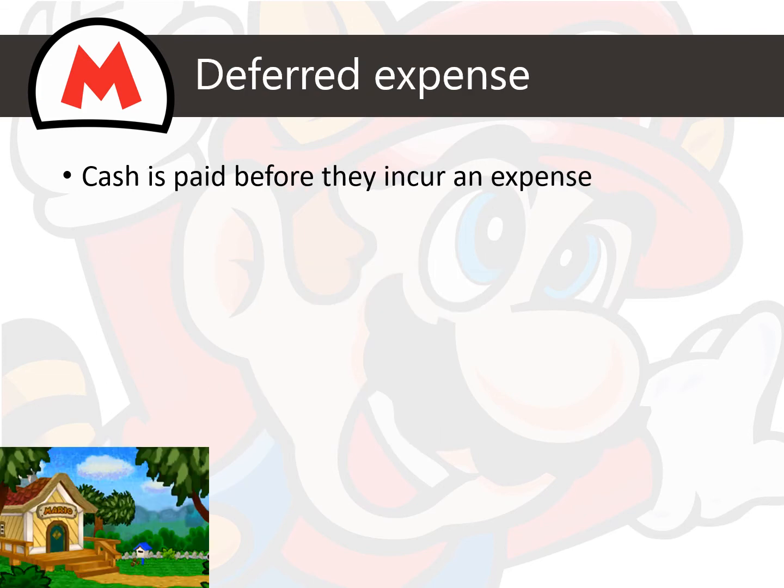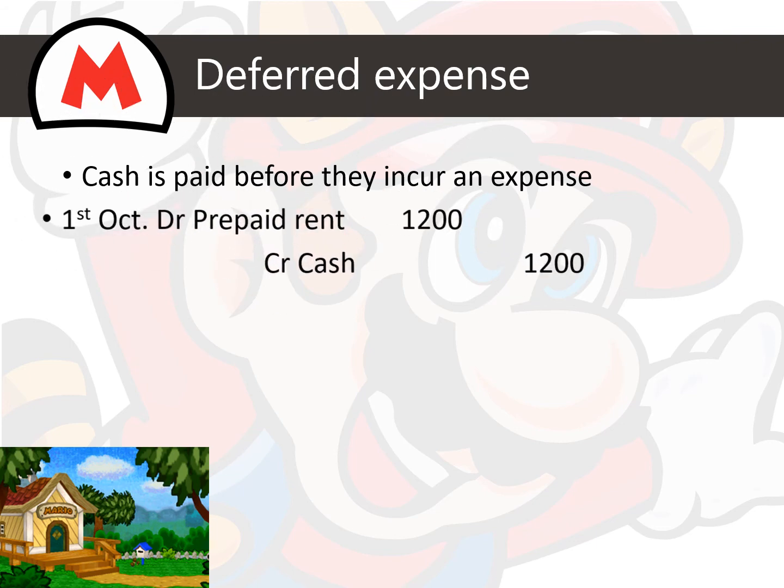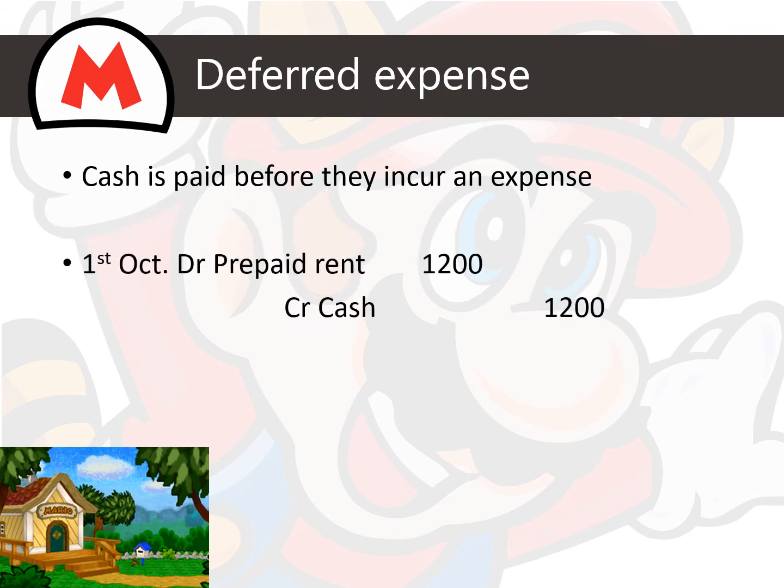Deferred expenses is when cash is paid before they incur an expense. Suppose that on October 1st, Luigi pays Mario 1,200 coins for 1 year's worth of rent. The original transaction would look like this: debit prepaid rent 1,200 and credit cash 1,200.